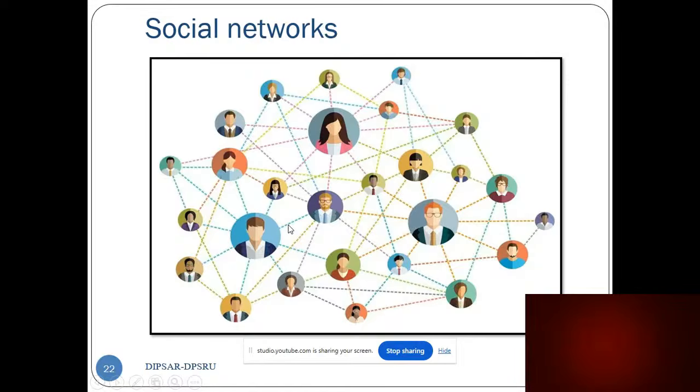So line or edges, we represent it as L, capital L, or E. So both are the same thing. Are you getting my point? Anyone has any questions? So we are considering the social network.